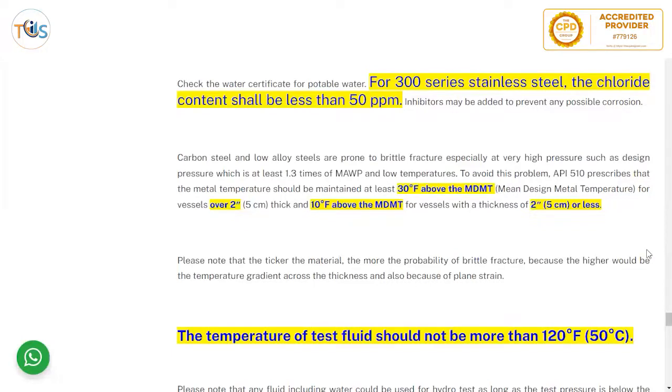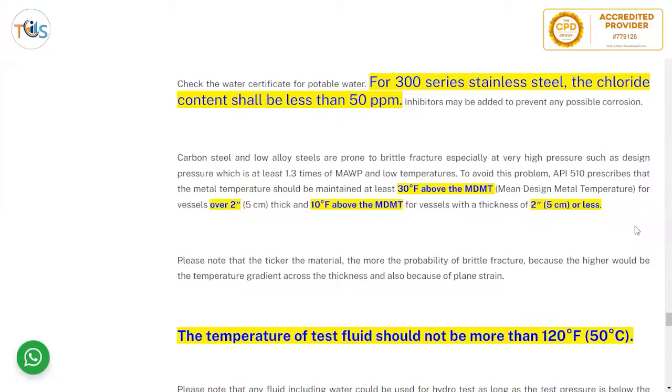To avoid this problem, API 510 prescribes that the metal temperature should be maintained at least 30 degrees above the MDMT, minimum design metal temperature, for vessels over 2-inch thick, and 10 degrees Fahrenheit above the MDMT for vessels with a thickness of 2-inch or less. This is the only discrepancy between ASME Section 8, construction code for pressure vessels, and API 510. It is more relaxed in API 510.